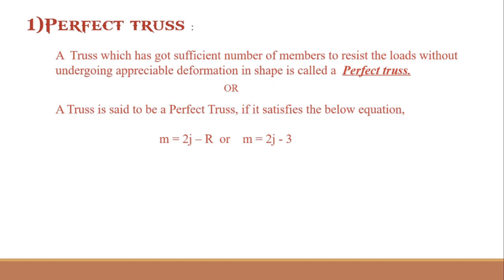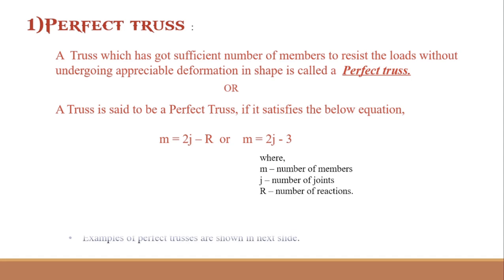So one equation is there: m is equal to 2j minus r, or m is equal to 2j minus 3. Here m is the number of members, j is the number of joints, and r is the number of reactions. These equations should be satisfied. Since the equilibrium conditions are 3, we can take the r value as 3 only. So if the equation m is equal to 2j minus 3 is satisfied, then it is called a perfect truss. With an example I will show you so that you can understand better.